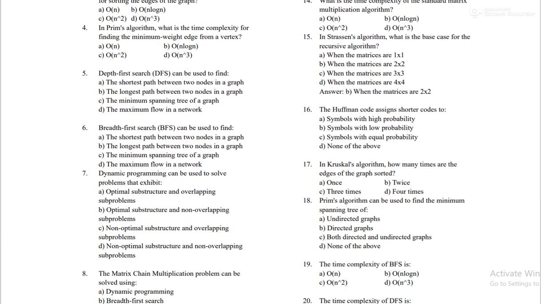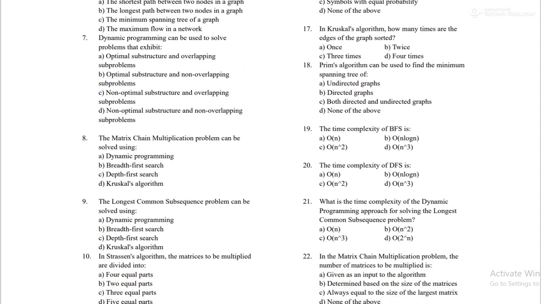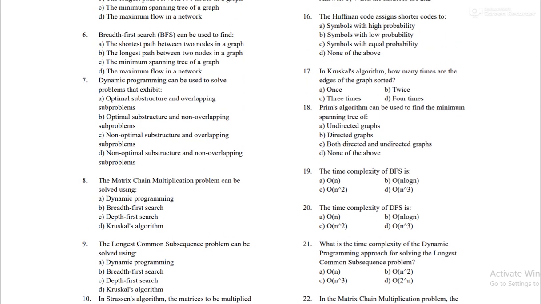Question number 6. Breadth first search can be used to find the shortest path between two nodes. It is also a tree traversal technique, but it is different from depth first search, as it finds the shortest path between two nodes, while the depth first search finds the longest path between two nodes in a graph. So for question number 6, the correct option is option A.